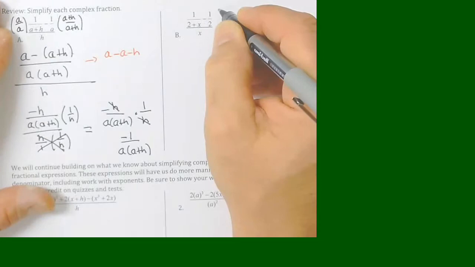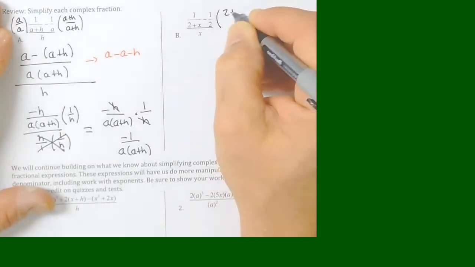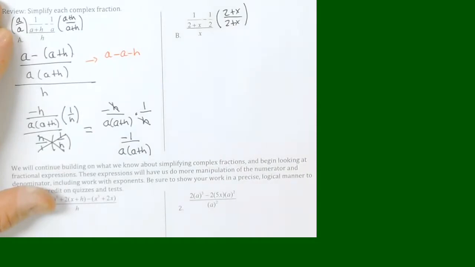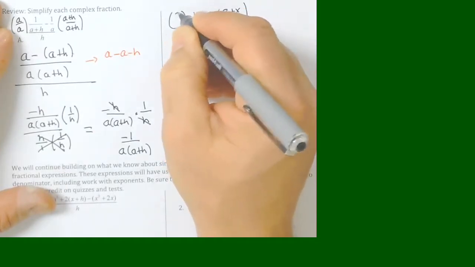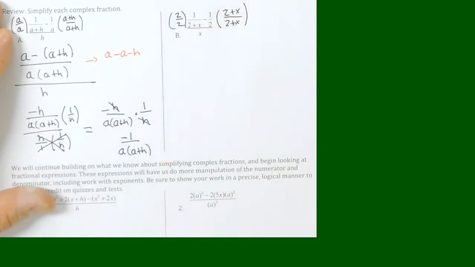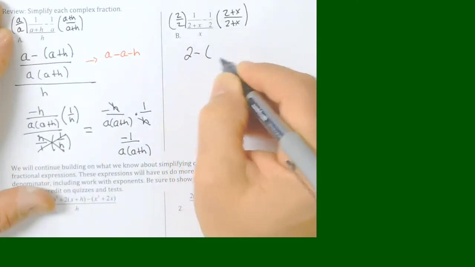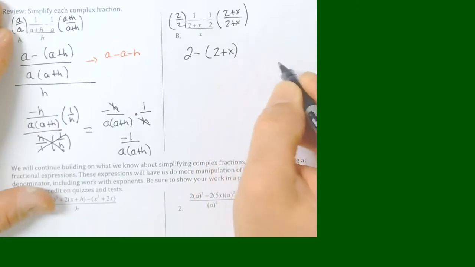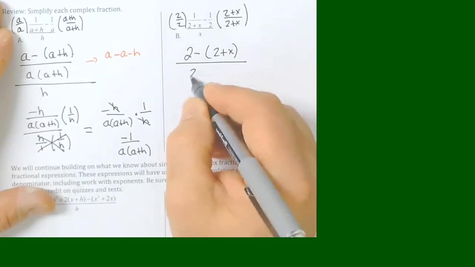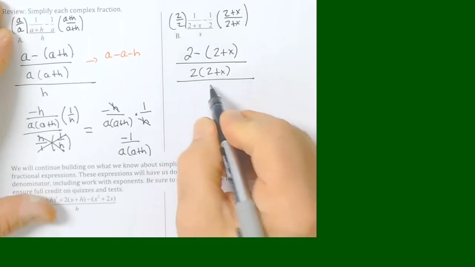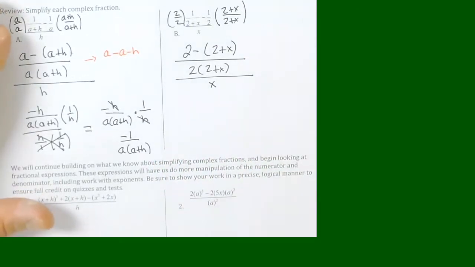I'll get a common denominator. I'll multiply by 2 plus x over 2 plus x. I'll multiply by 2 over 2. That's going to give me 2 minus 2 plus x over 2 times 2 plus x, all over x.